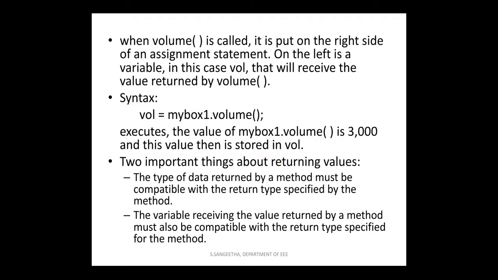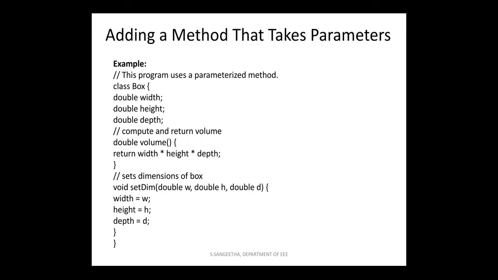There are two important things about returning values: the type of data returned by a method must be compatible with the return type specified by the method, and also the variable receiving the value returned by a method must be compatible with the return type specified for the method. So next you have to learn how to add a method that takes parameters. That can be explained clearly by using an example. This program uses a parameterized method.